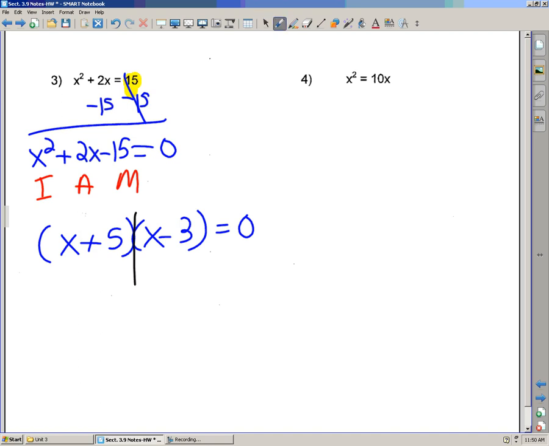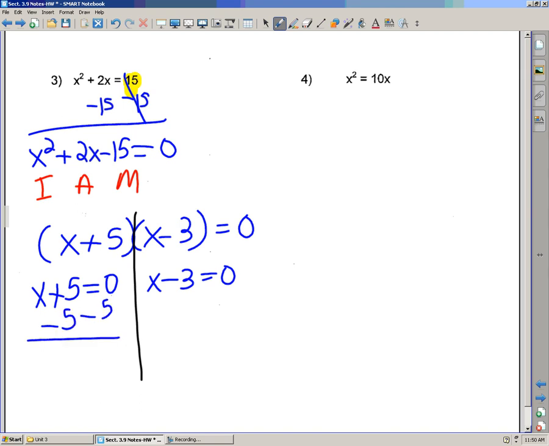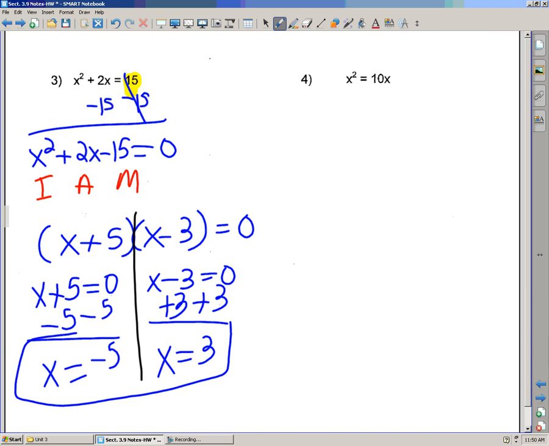Drop your wall. Take each thing that's in the parentheses out. So take each factor, set it equal to 0, and then solve each equation. When you subtract 5 from both sides, x is negative 5. When you add 3 to both sides, x equals 3. These are your 2 solutions. And it should make sense, because when you plug them into the original, you're going to get 15.